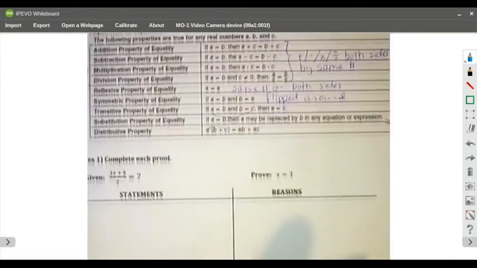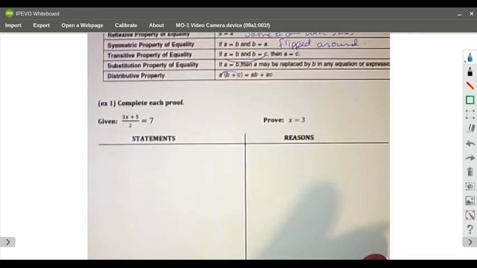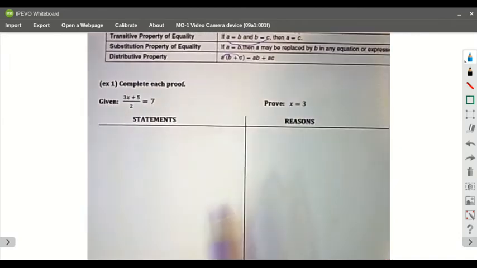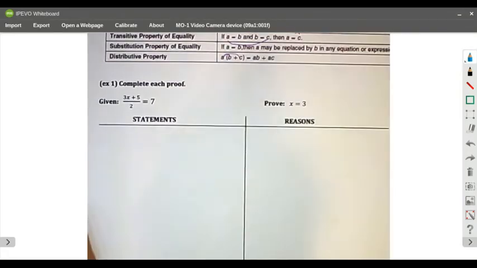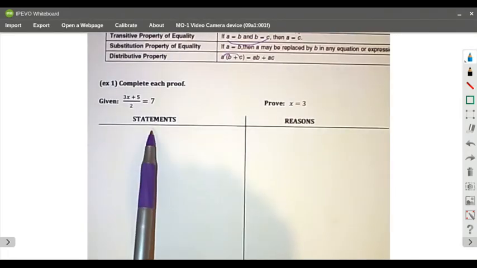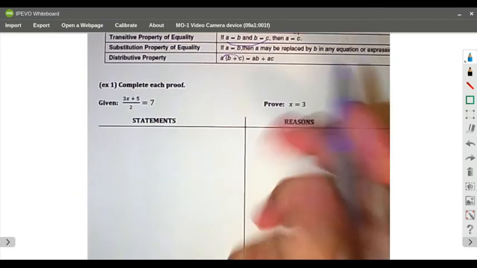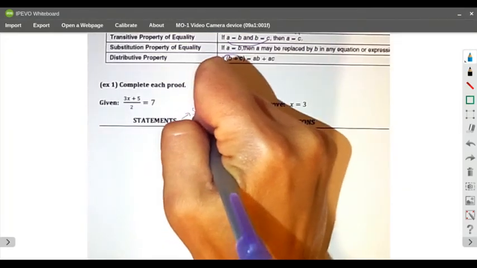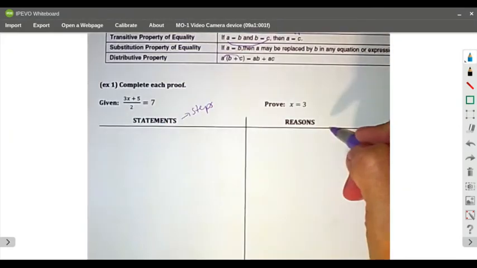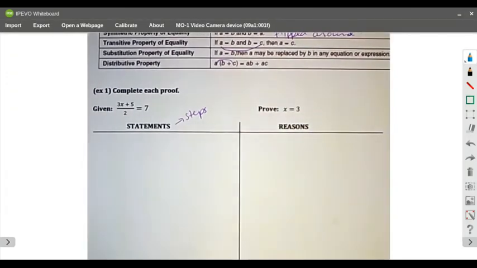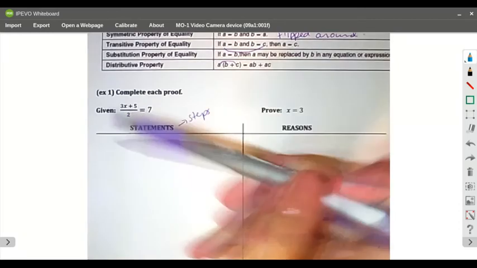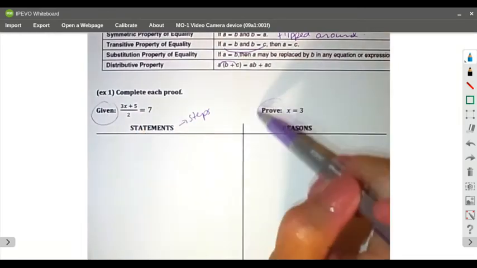Okay, so the types of proofs that we do are called two-column proofs. Notice there are two columns separated by a little T chart. The left side is called statements, and the right side is called reasons. The statements are the actual steps, and the reasons are the properties and definitions, like why those steps are true. Anytime you do a proof, there's always something called a given, and there's something called a proof.